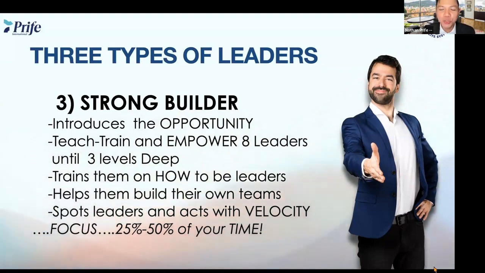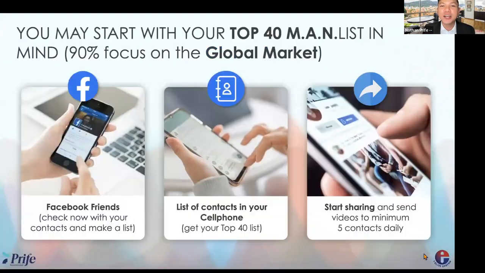Now, how do we start this? Nathan, the intention is to get 8 active leaders and builders. Where do you start? Now, this is new distributors orientation. You start with your top 40 list. This is what we call the contact list, or the prospects.